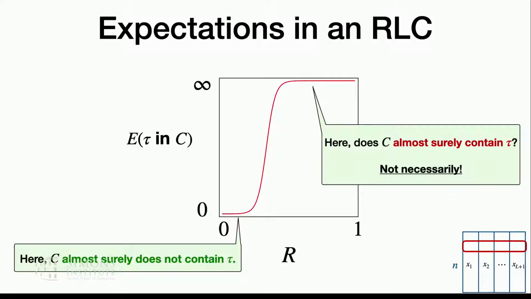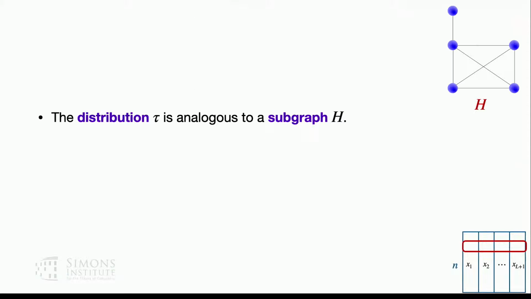And then the question is, is this also true for, so this is going to be the analog of what we did for graphs, right? Suppose now that the expected number of tau distributed matrices in the code is large. Does this mean that C almost surely contains a copy of tau? And the answer is going to be, just as in the case of graphs, not necessarily. Okay? So what do we need?